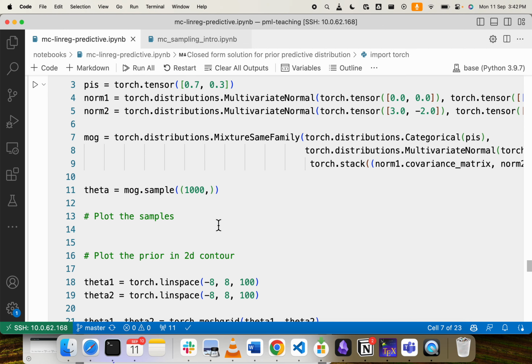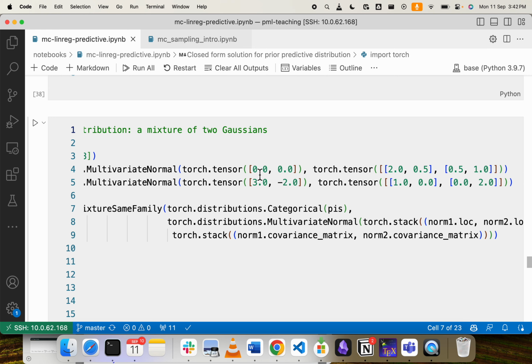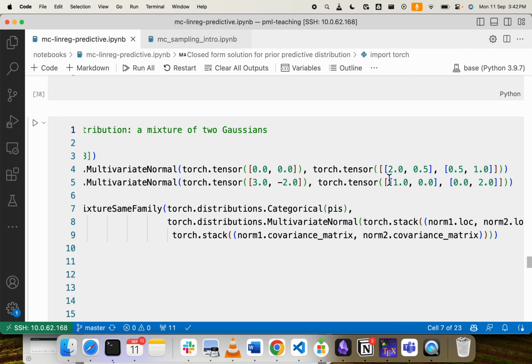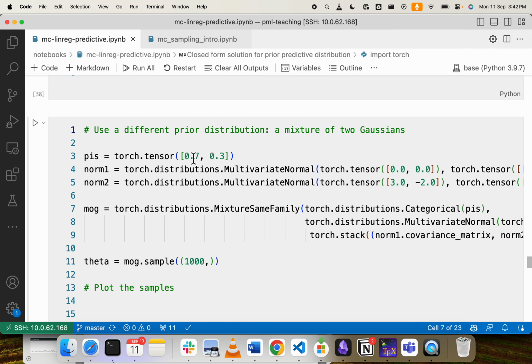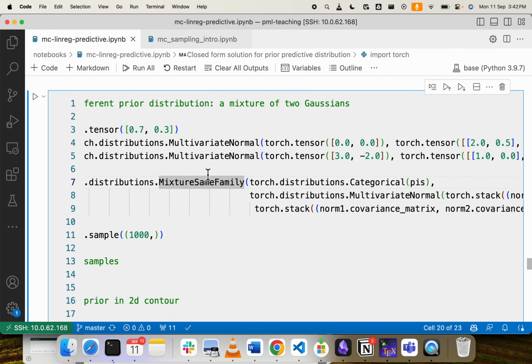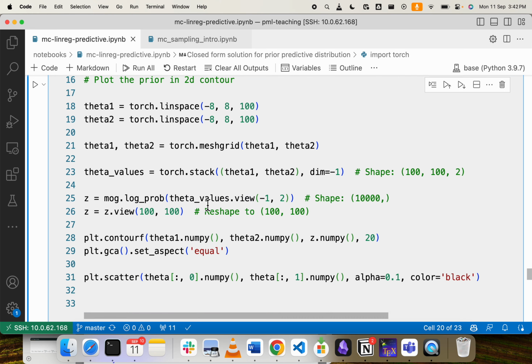So this is a mixture of Gaussians, right? We have two multivariate normals. The first multivariate normal has 0, 0 mean, and the other one has 3, minus 2 mean, and then there are different covariances. I am adding them in the ratio 0.7 to 0.3, which creates a mixture of Gaussian distribution. So this is the general syntax, mixture, same family. You need to give the categorical distribution corresponding to their ratios, and then the different distributions. I have generated 1000 samples from it.